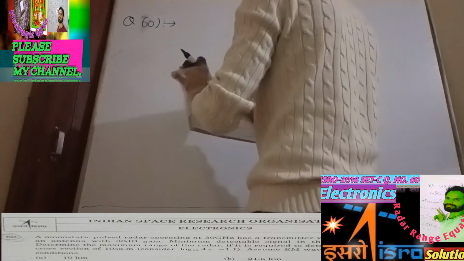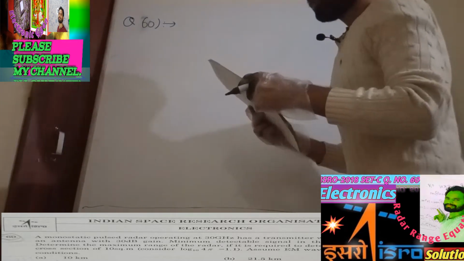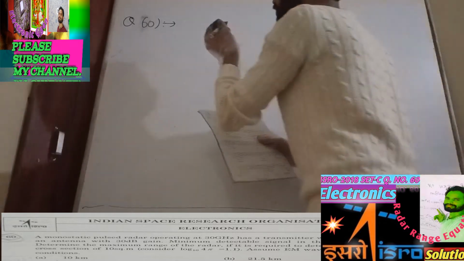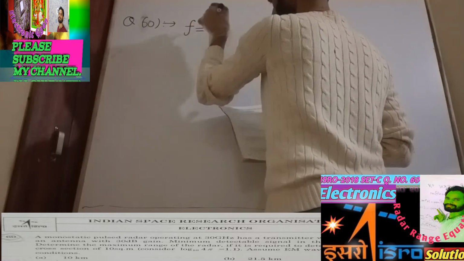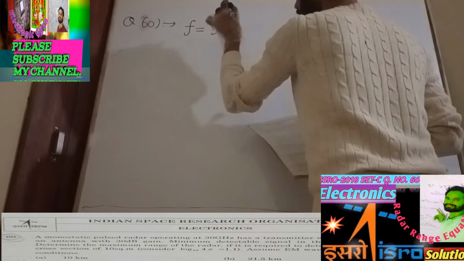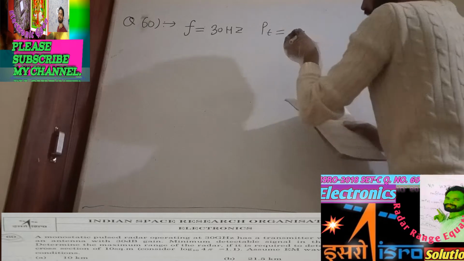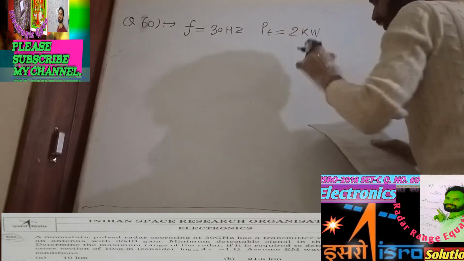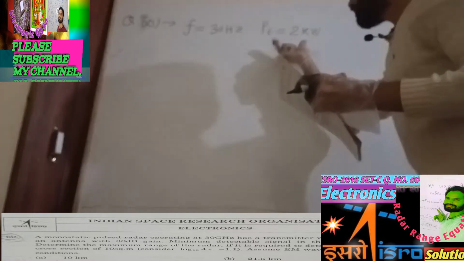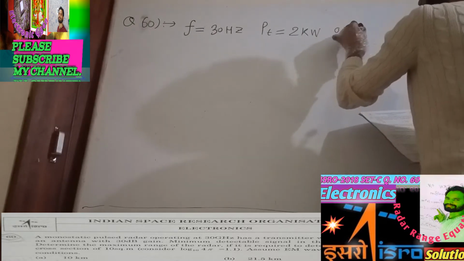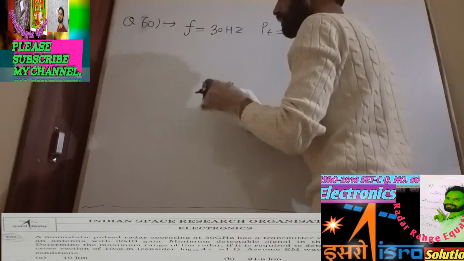So this is our question number 60, ISRO 2018, question set C. There is a monostatic pulse radar operating at a frequency of 30 gigahertz, with a transmitter output power of 2 kilowatt, and an antenna with 30 dB gain.